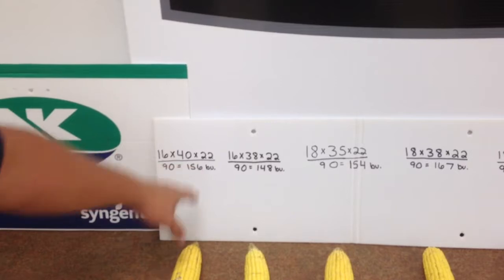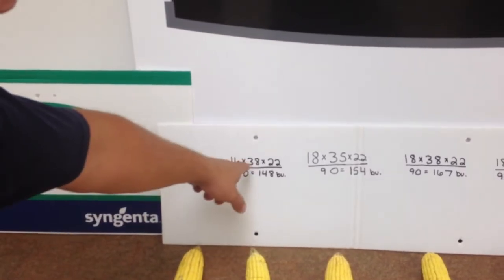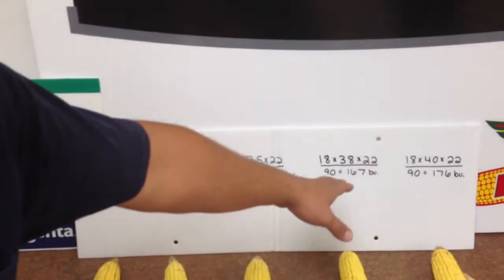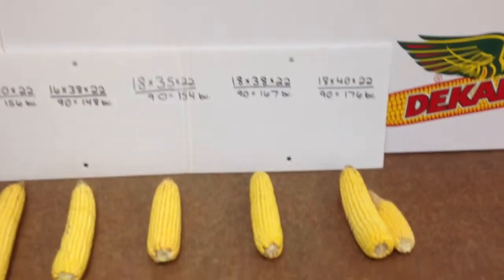But taking a look at some of these here, 156 bushel. This one here, 16 by 38. We're at 148 bushel, 154, 167, 176, and so on.